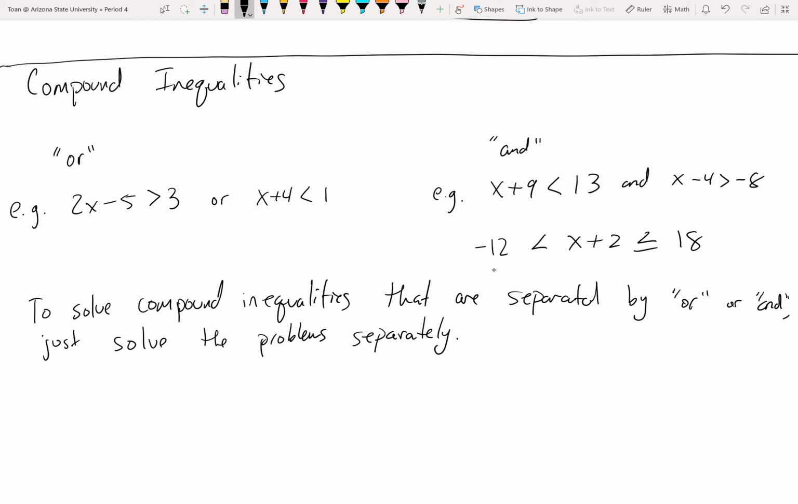If you have an OR problem or an AND problem that's separated by the word AND, just treat it as 2 separate problems. Don't cross the streams. Don't mix up steps. They're just 2 different things. Right.